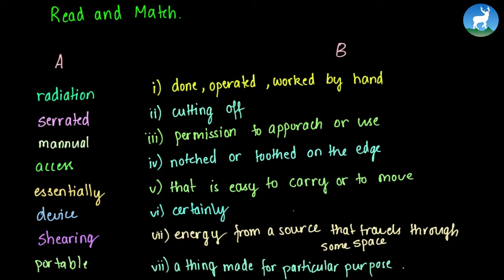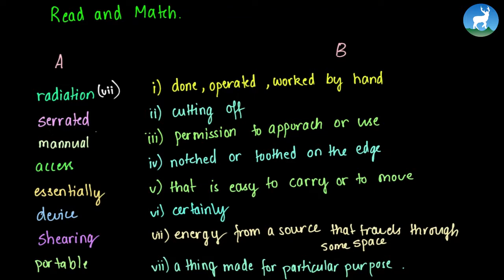However, energy from a source that travels through some space, this can be the meaning for radiation. So radiation is in the text of microwave oven, which reads, "This machine is for heating and cooking food by exposing it to electromagnetic radiation." So radiation means energy from a source that travels through some space. So let's match it. And for radiation, we can write 7.